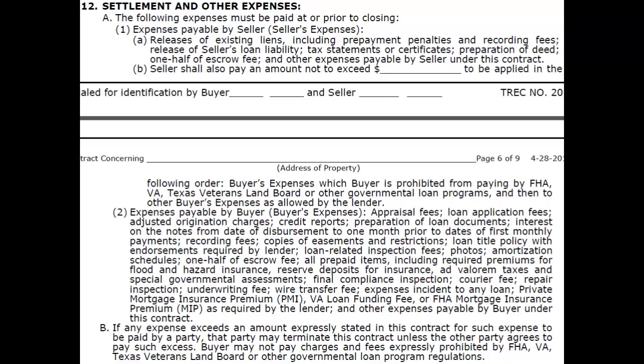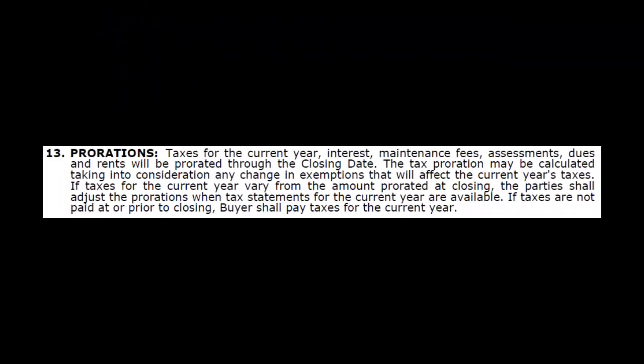All right, moving down to B. This is kind of interesting. If there's an expense that has been agreed upon in the terms of this contract, and the expense ends up being much greater than what everybody thought it was going to be, then this is saying that the party can get out of the contract. The contract can be terminated if expenses end up being more than what they expected.